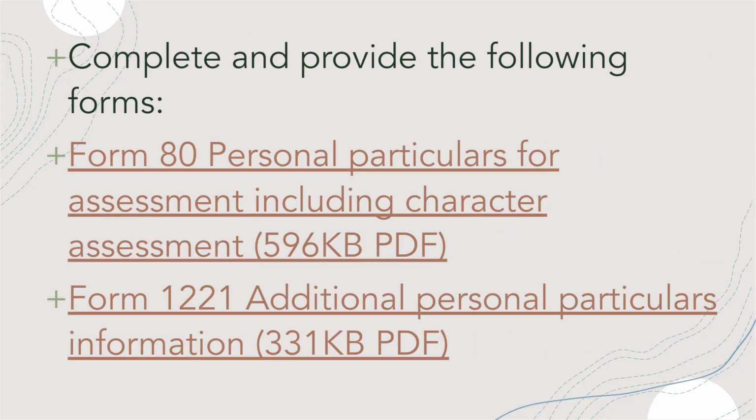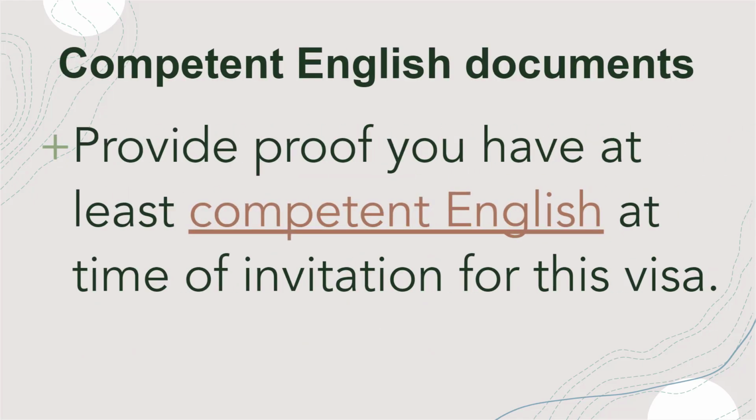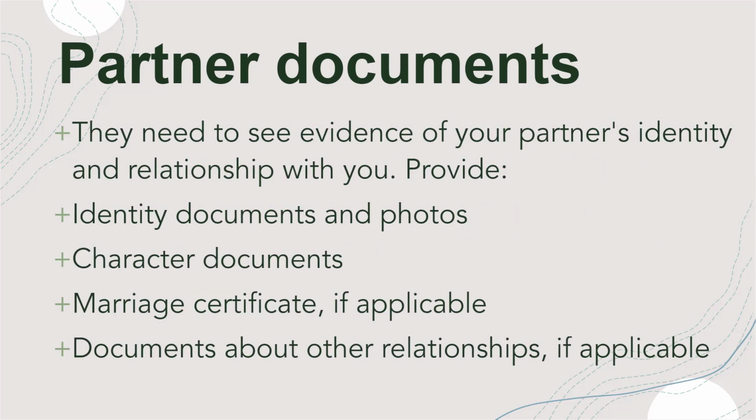Complete and provide the following forms: Form 80 Personal Particulars for Assessment including Character Assessment, and Form 1221 Additional Personal Particulars Information. Provide proof you have at least competent English at time of invitation for this visa. They need to see evidence of your partner's identity and relationship with you. Provide identity documents and photos.